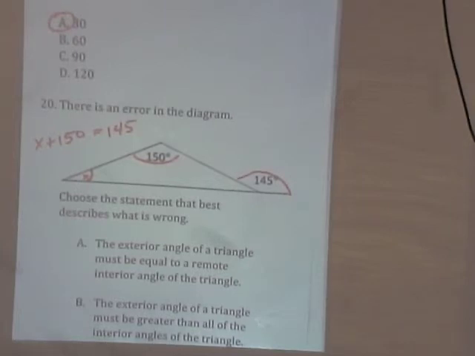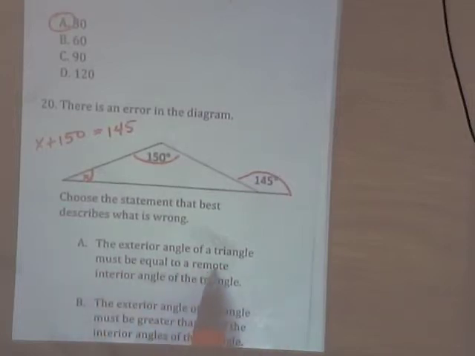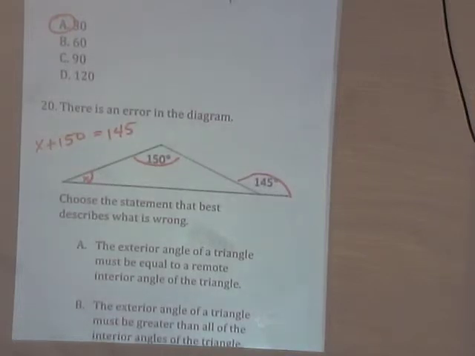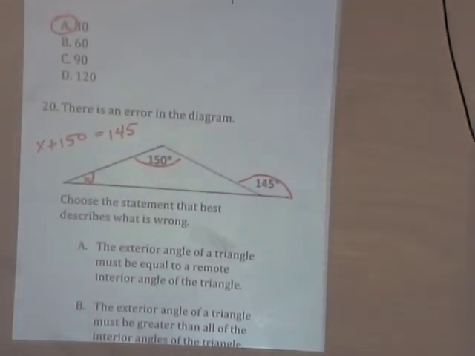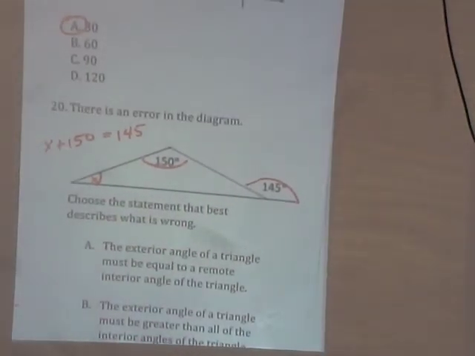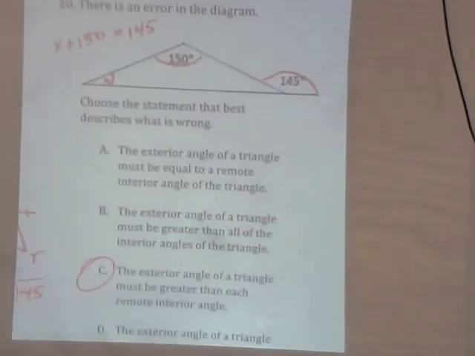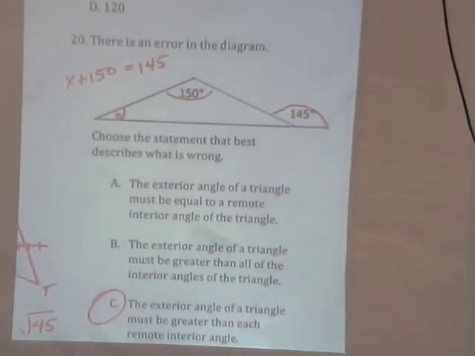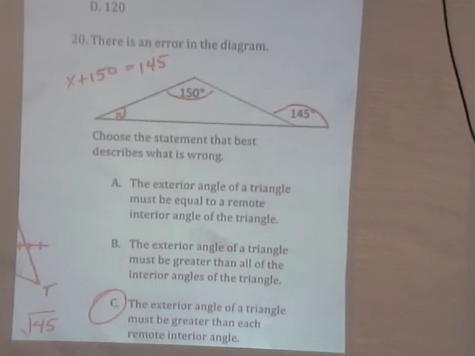Somebody said, I thought I heard the exterior angle of a triangle must be greater than the remote. Nope. Must equal a remote. Nope. Which one is it? Greater than? Exterior angle must be greater than. Oh, it is C. Must be greater than each of the remote interior angles. This angle has to be bigger than both of these. So it's C. Any questions on number 20? Okay.